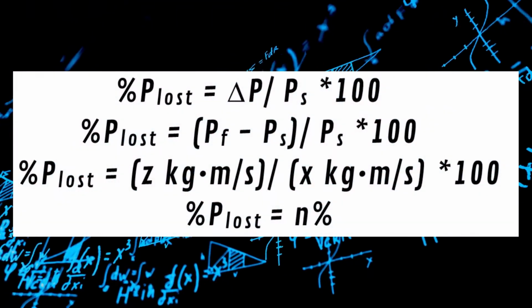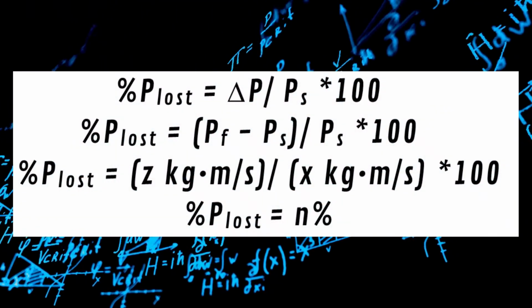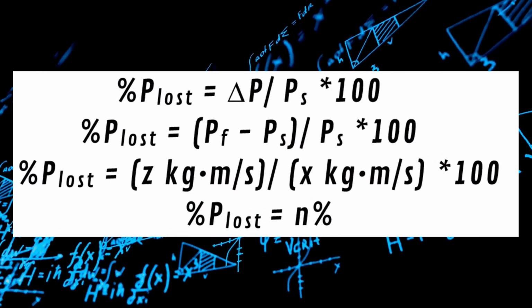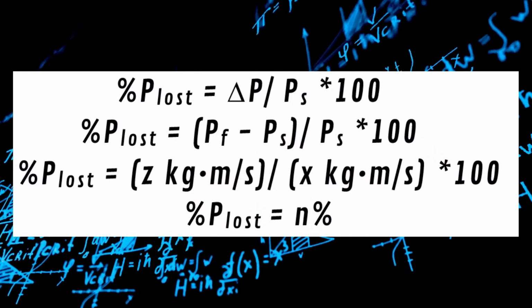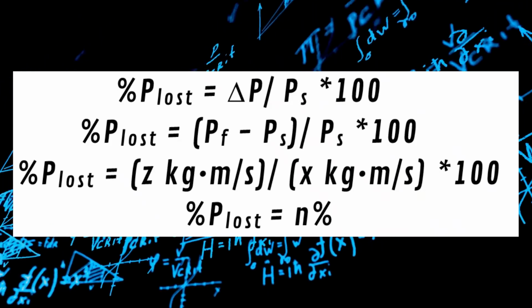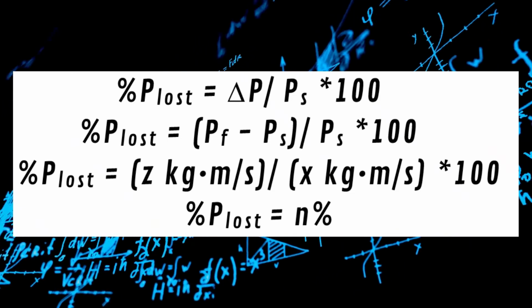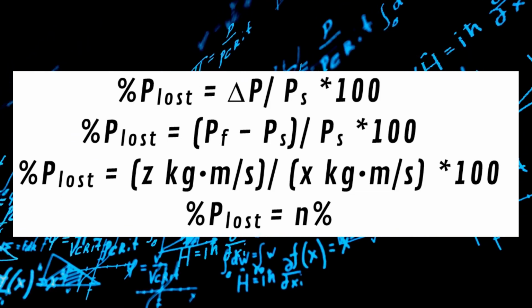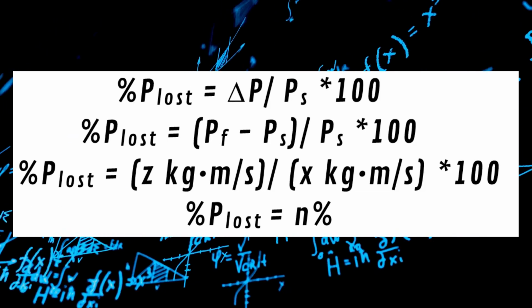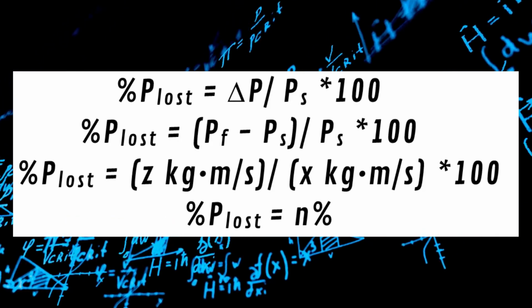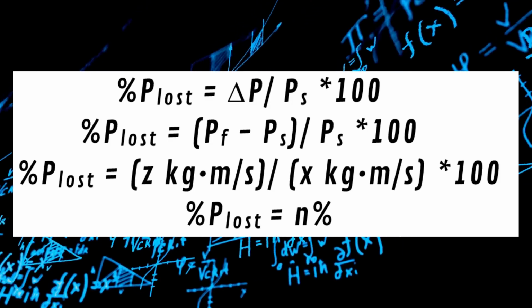In calculating the change in momentum, we need to subtract the starting momentum from the ending momentum. Then, once that is computed, we can proceed to calculating the percentage of momentum loss, which is the quotient of the change in momentum to the starting momentum, multiplied by 100. The quotient is expected to have no units since we are dealing with percentages only.